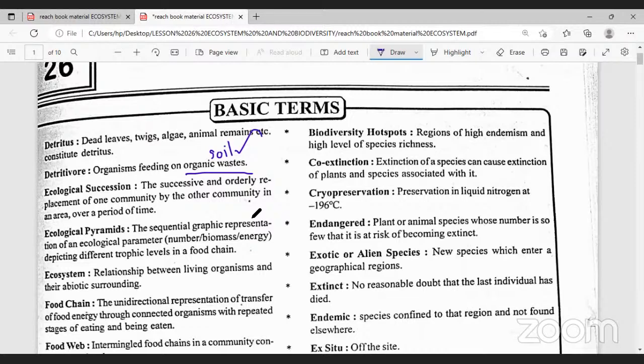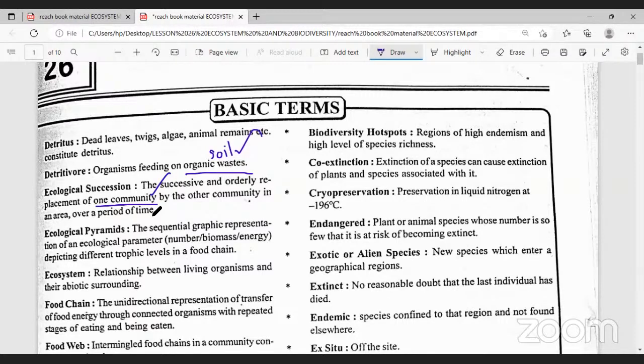Once again, what is ecology? The science that deals with the interrelationship between the biotic as well as the abiotic, isn't it? Here, ecological succession. What is the meaning of succession? The successive and orderly replacement of one community, take an example, by another community in an area over a period of time is called what? Ecological succession.